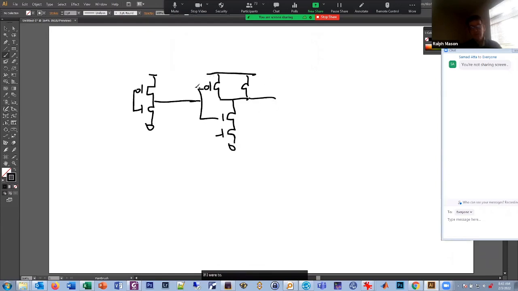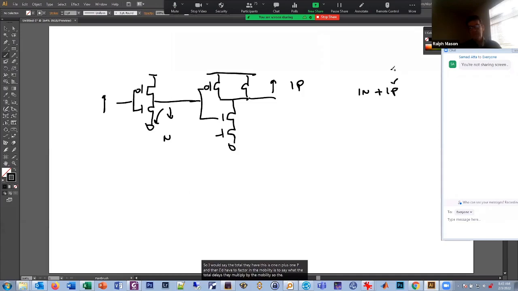If I were to approximate the delay here, I could assume 2 cases. If the input was going from 0 to 1, I'd have this going low and this going high. So in this case, I would have 1 N channel delay, and pulling up, I would have 1 P. So the total delay is 1 N plus 1 P, and then I'd have to factor in the mobilities. I'd multiply by the mobility, so the P would be equivalent to 2 N's. So this is like 3 N's in this case.